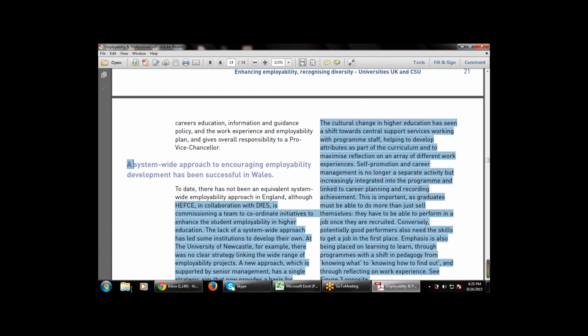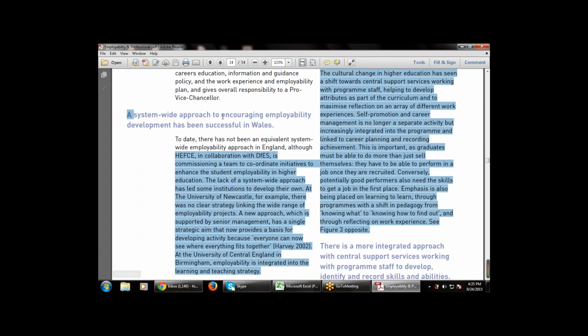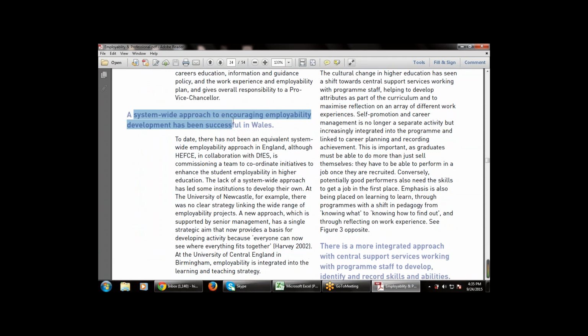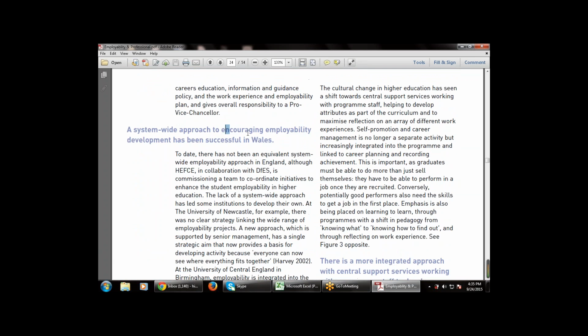The system-wide approach to increasing employability development has been successful in Wales, in the Welsh universities.